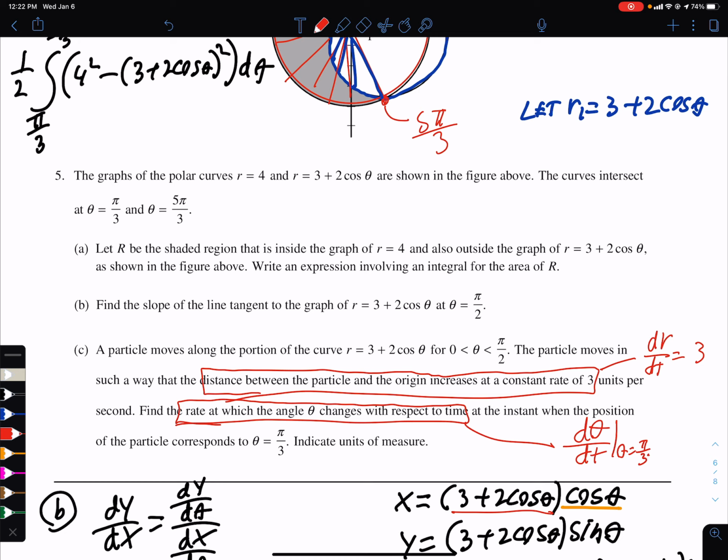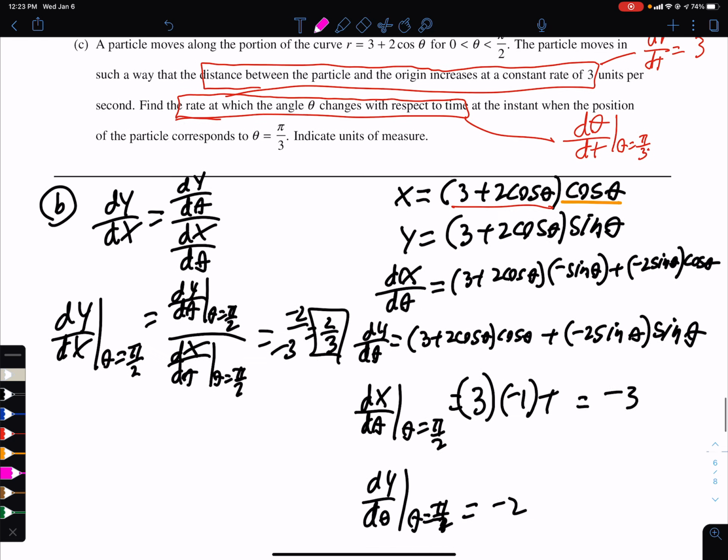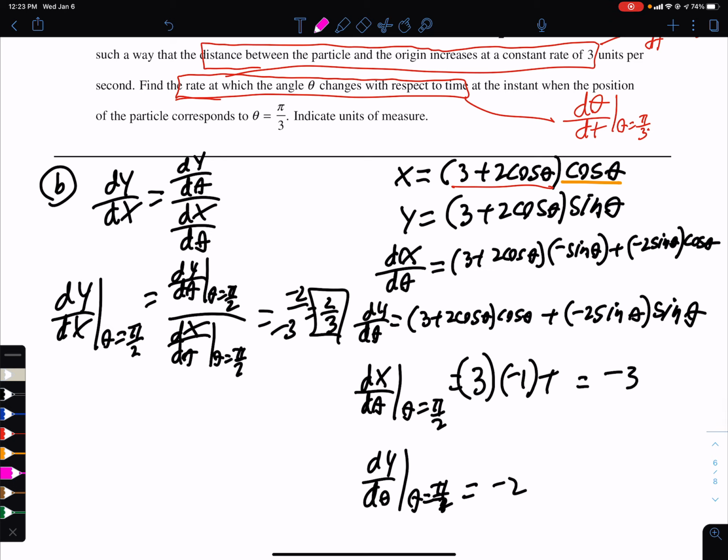Let's see. Let's read this again. There's more information I need. The particle moves along the portion of the curve. The particle moves in such a way that the distance between the particle and the origin increases at the rate of 3 units per second. Find the rate at which theta changes with respect to time at the instant when the position of the particle... Okay, I think we can do this. I really don't think we need any of this part B stuff, so let me erase all that.